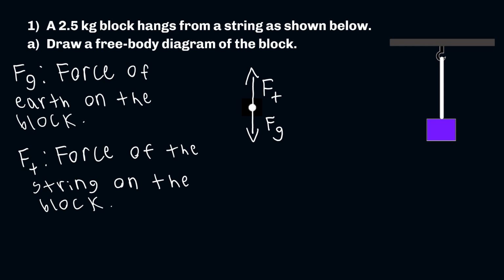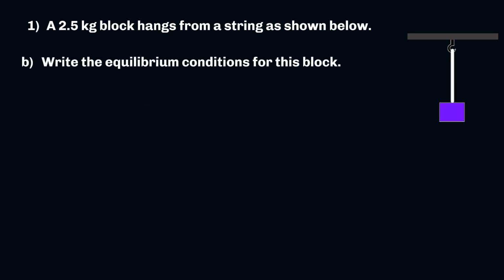Again, this lines up with the worksheet I have in the description down below. So let's move into part B. So part B, we're going to write the equilibrium conditions for this block. So this is going to be straight from your fact sheet, and just starting off with our fact of physics, which is our evidence. We then go to our reasons, just kind of explain the fact, and then finally my claim, which is my answer here.